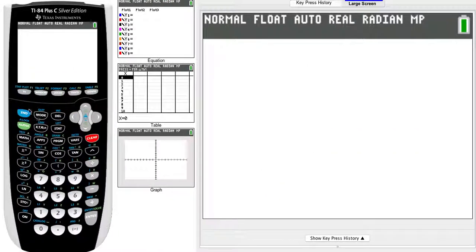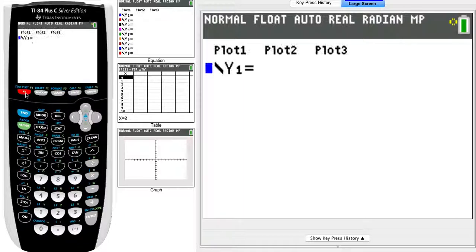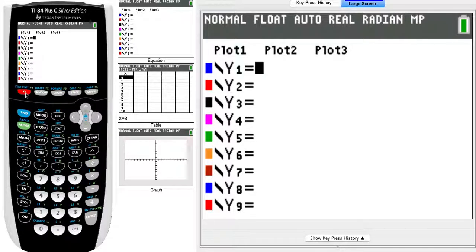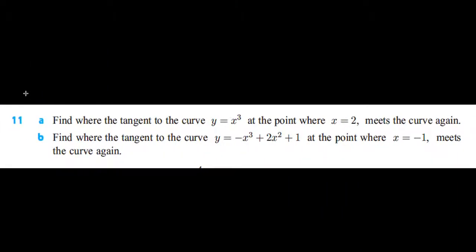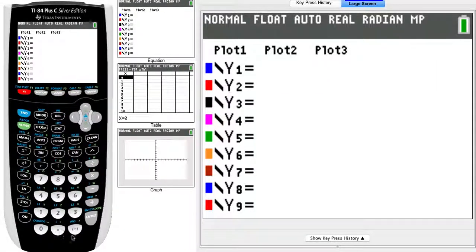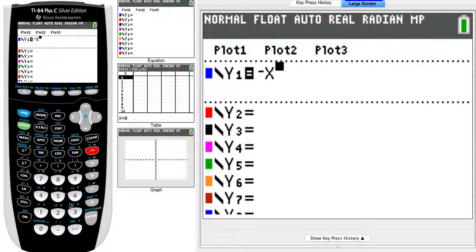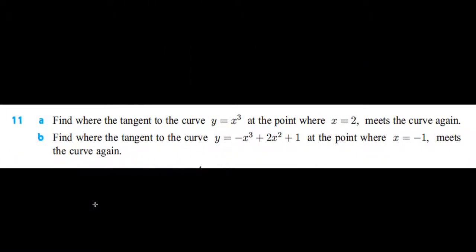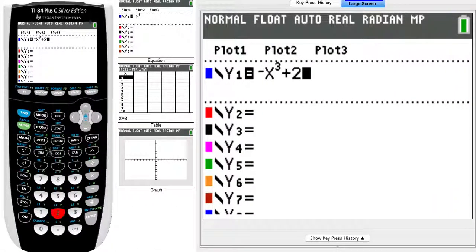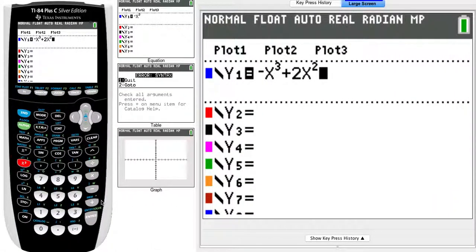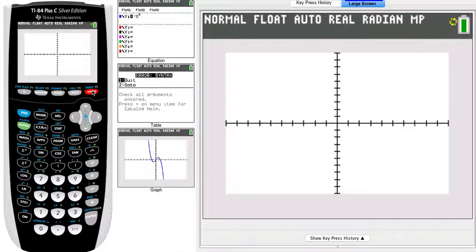To do that, I go to y equals and I input my function, again checking it. That's negative x cubed, so negative x to the power 3, plus 2x squared, plus 1. And when I plot that graph, this is what it looks like.